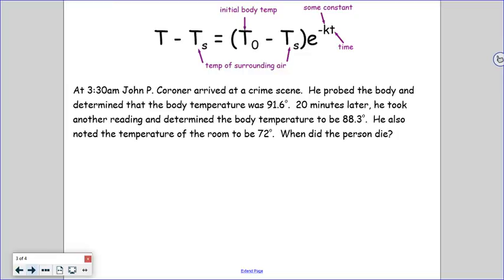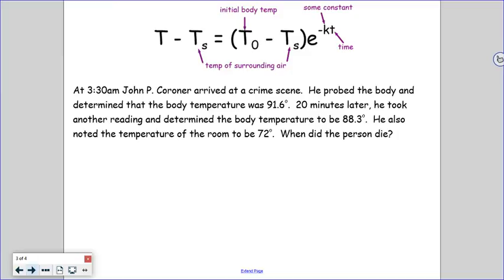At 3:30 a.m., John P. Coroner arrived at a crime scene. He probed the body and determined that the body's temperature was 91.6 degrees. 20 minutes later, he took another reading and determined the body's temperature to be 88.3 degrees. He also noted the temperature of the room to be 72 degrees. Through all this, we should be able to figure out when the person died.